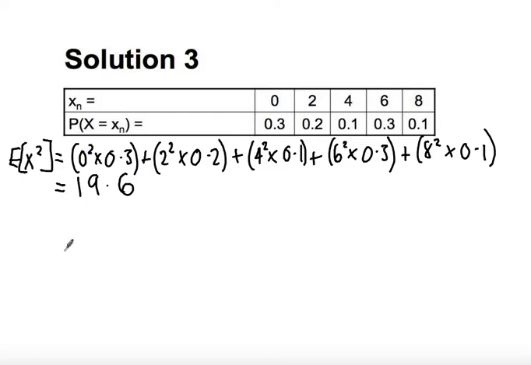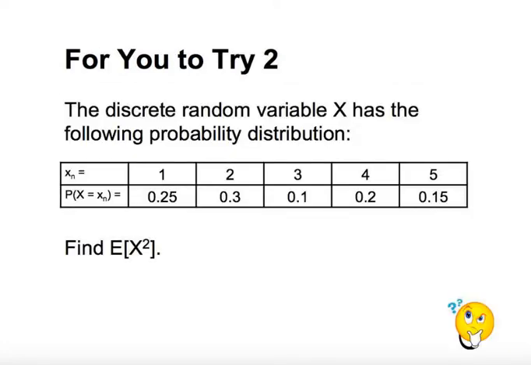Okay then, let's move on and let's give you one to try. The discrete random variable x has the following probability distribution. I want you to find the expectation of x squared. So I want you to pause the video, attempt this question for yourself, and then I will resume the video and I will go through the solution.